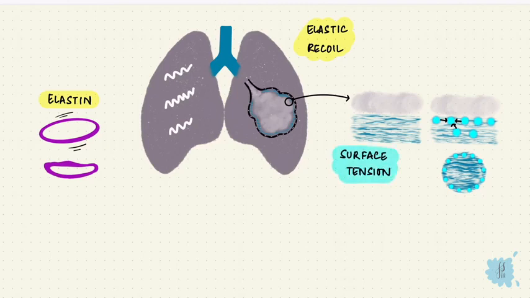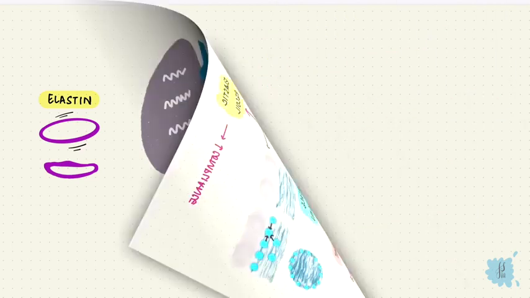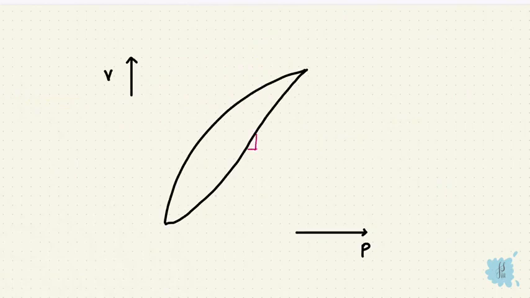Now what reduces the surface tension? Surfactant. If surface tension increases elasticity and reduces compliance, surfactant does the opposite. It increases compliance. So if we were to plot pressure against volume, you get that compliance diagram. And the slope of this curve would be the change in volume over the change in pressure. So that's the compliance, that's the formula.